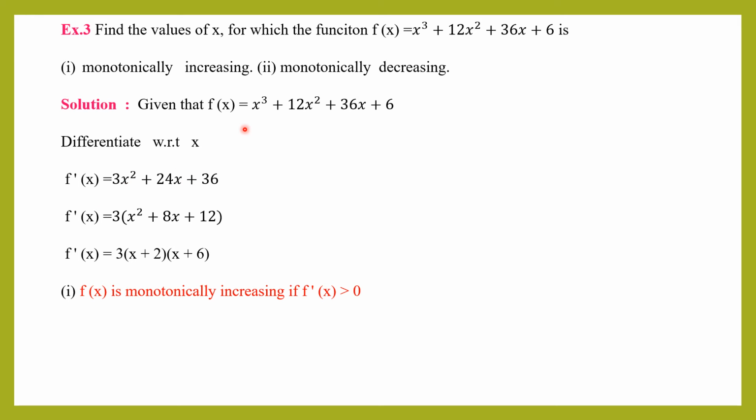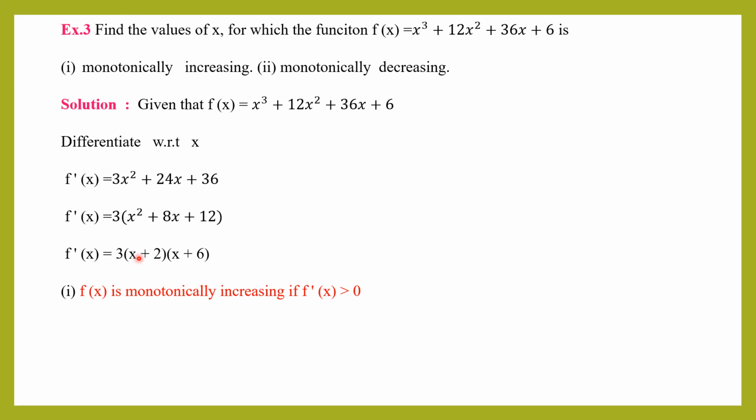f dash of x equals the derivative of x cubed, which is 3x squared, plus 12. Take outside, the derivative of x squared is 2x. 2x into 12 is 24x, plus 36. Take outside, the derivative of x is 1, so 36, plus 6 is a constant term, its derivative is 0. Hence f dash of x equals, taking 3 common, 3 times x squared plus 8x plus 12.